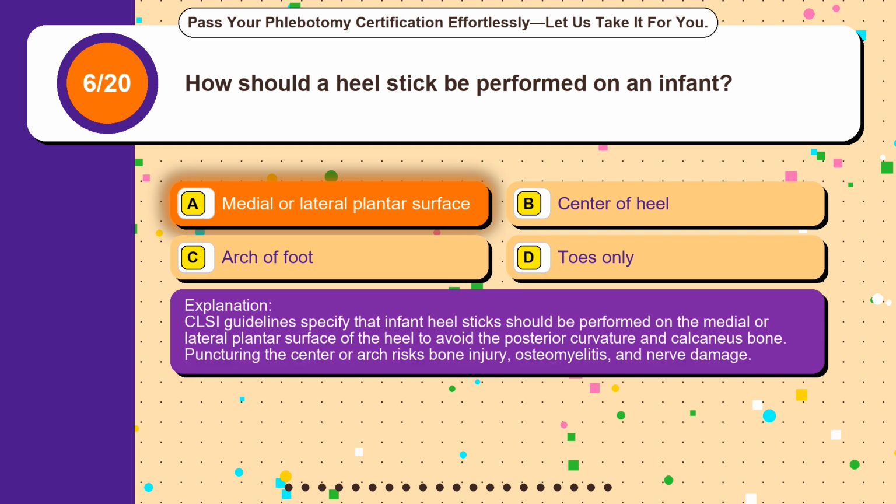CLSI guidelines specify that infant heel sticks should be performed on the medial or lateral plantar surface of the heel to avoid the posterior curvature and calcaneus bone. Puncturing the center or arch risks bone injury, osteomyelitis, and nerve damage.